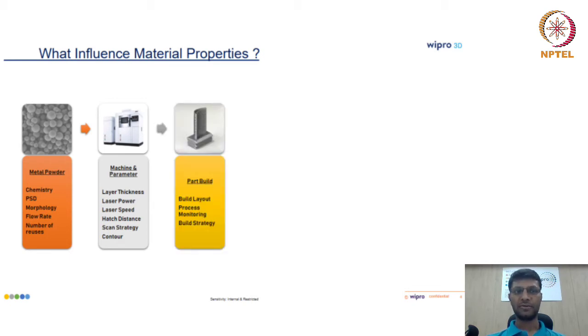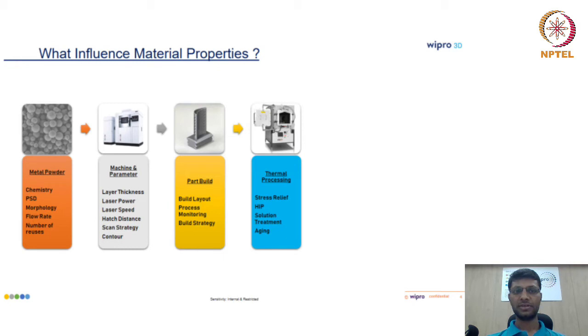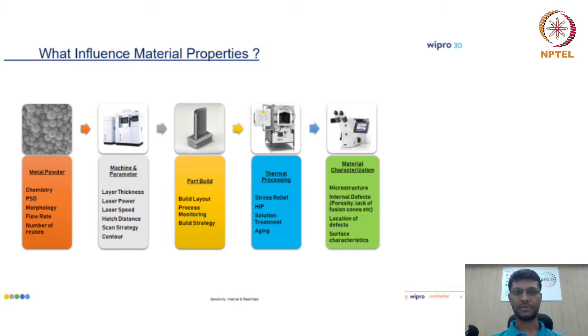Going into the next manufacturing step, that is part build, where the build layout, process monitoring tools used, and the build strategy itself can affect the properties. Then comes the thermal processing, where we are doing different thermal processings on the components manufactured through the AM route, that is stress relief, hot isostatic pressing, and then solution treatment and aging. So these also affect the final material properties.